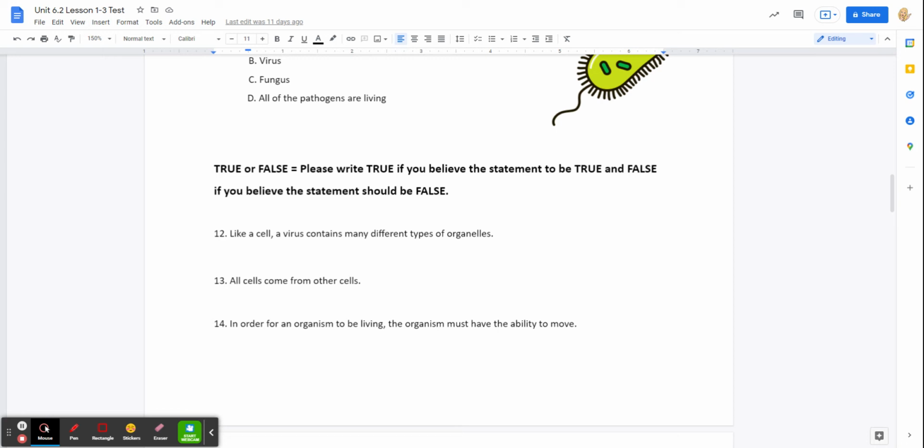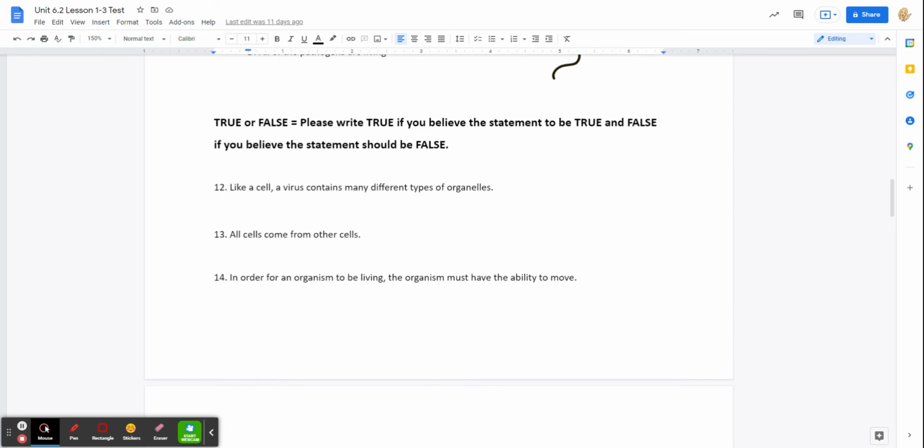13. All cells come from other cells. Is it true or false? All cells come from other cells. 14. In order for an organism to be living, the organism must have the ability to move. True or false? In order for an organism to be living, the organism must have the ability to move. Think about what it means for something to be living if you're stuck.